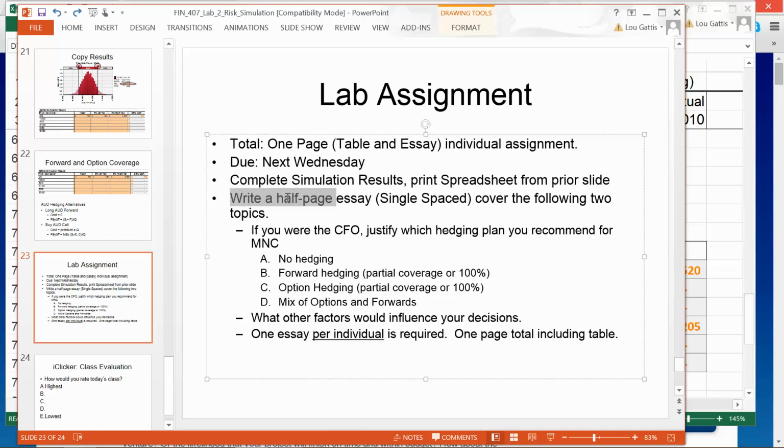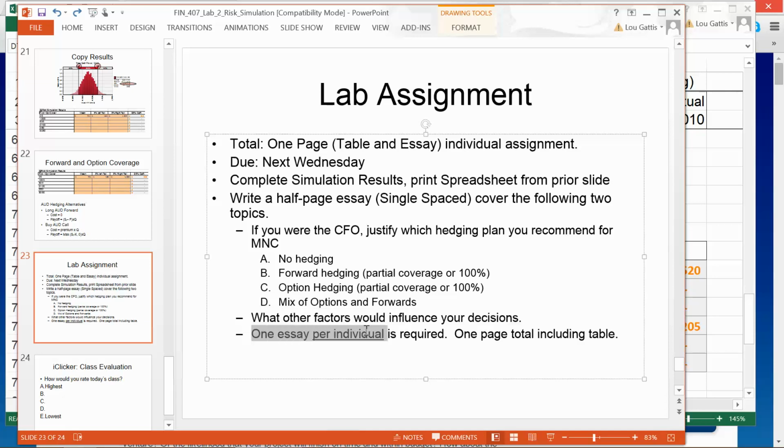And then you're going to write a half-page essay, and this is going to be individual. And that essay is, if you're the CFO of MNC, justify which hedging plan you recommend. No hedging. Forward hedging, you have to specify either 50 or 100. Option hedging, either 50 or 100. Or a mixed strategy, say 50-50. And then also discuss what other factors would influence your decision.